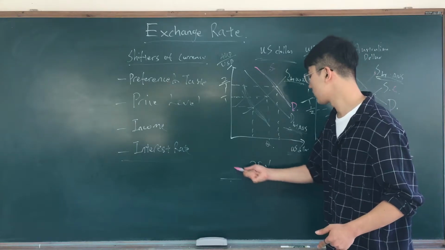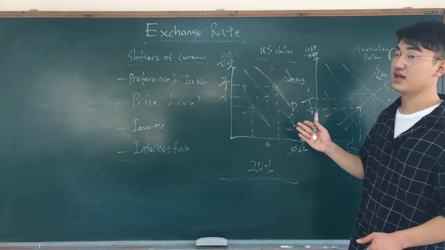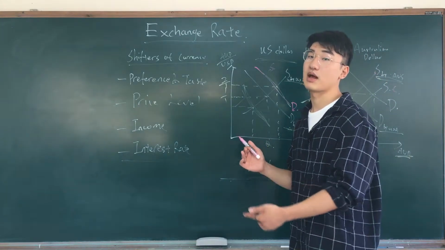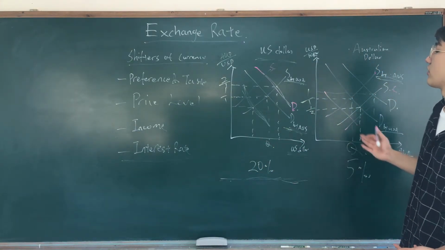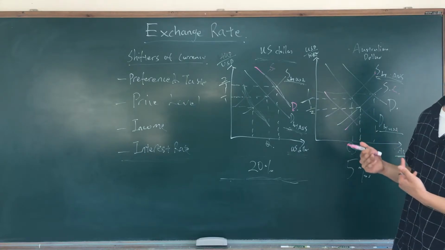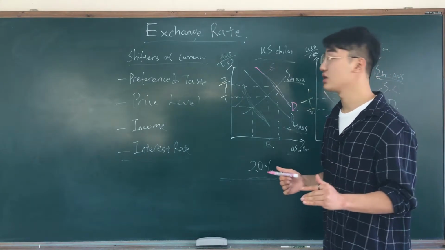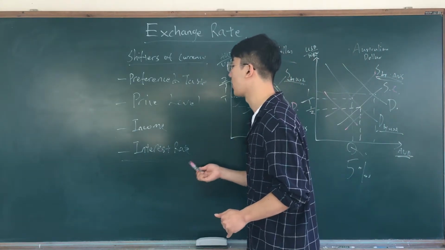So if you look at the relationship, if the demand goes up, there's an impact on the supply curve as well. And this relationship between one currency and the other shows you the concept of appreciation, depreciation, and how all these shifters play a part.